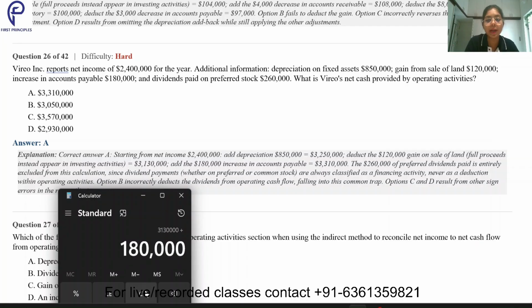Then dividends paid on preferred stock. Is dividend paid on preferred stock something we will record in operating activity? No. Why? Because this is a portion which will be allocated to the financing activity. So that's why 3.31 million is going to be our correct answer.